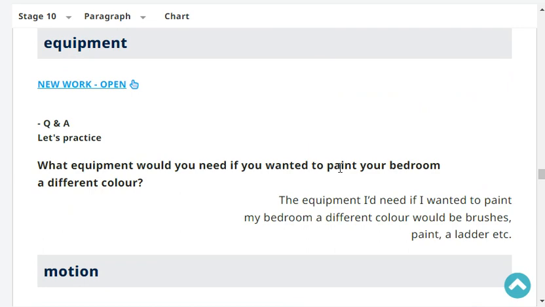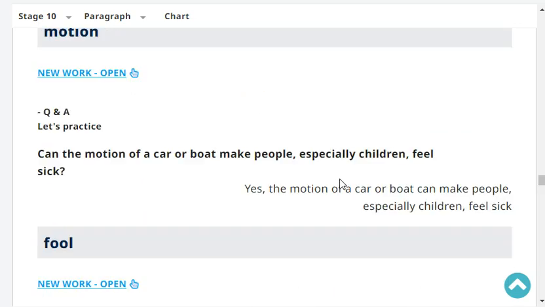What equipment would you need if you wanted to paint your bedroom a different color? The equipment I need if I wanted to paint my bedroom a different color would be brushes, paint, a ladder, etc.